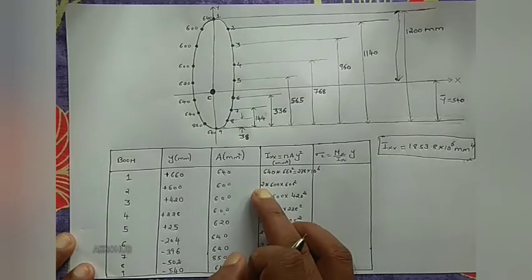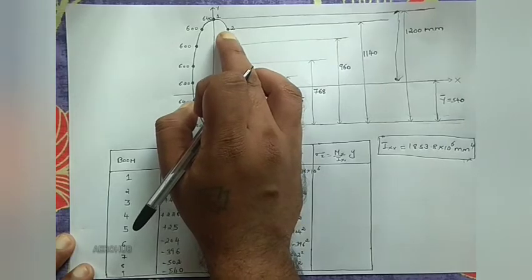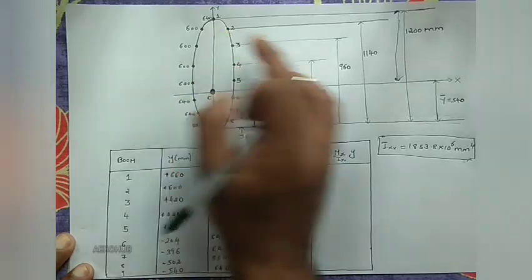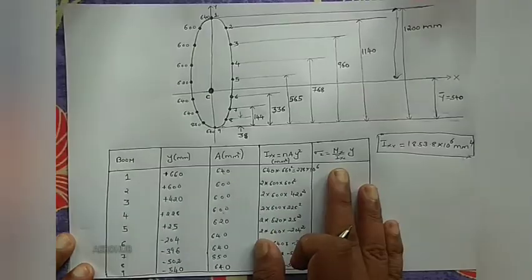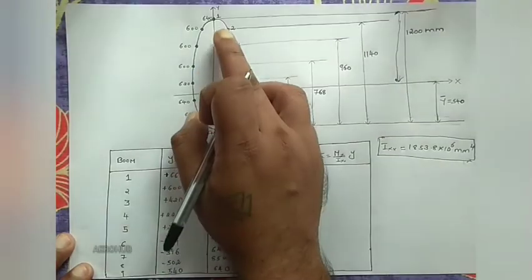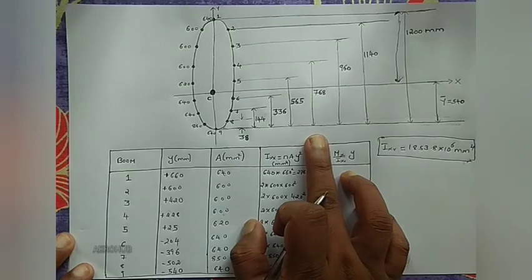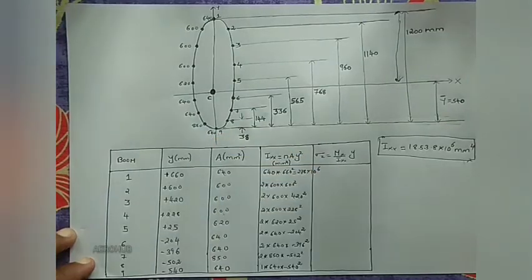We are multiplying into 2 because for boom area 2 we have 2 boom areas of equal boom area and having an equal distance from the centroidal axis. Similarly, for other boom areas also, from 2 to 8, we have 2 boom areas having equal area and equal distance from the centroidal axis, except in the case of 1 and 9 where we have only 1 boom area having a certain distance from the centroidal axis. Okay, so you calculated the value of Ixx.